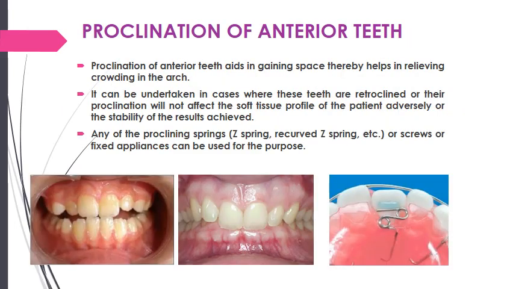The last way of creating space is by proclination of anterior teeth, including the upper or the lower teeth. But we have to keep in mind that proclination of the anterior teeth should not affect the patient profile, which means that those teeth should already be retroclined so that proclining them will not move them out of the neutral zone. So our result will be stable. Any of the proclining spring can be used, such as the Z-spring or the recurve Z-spring, the screws, or the fixed appliances if more complicated problem is present.